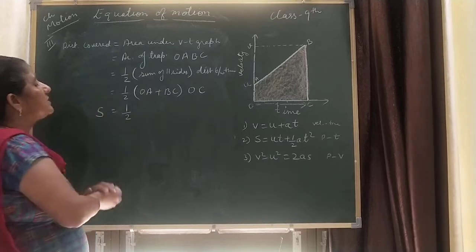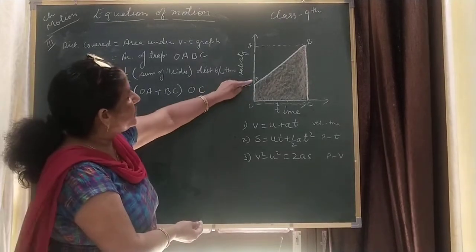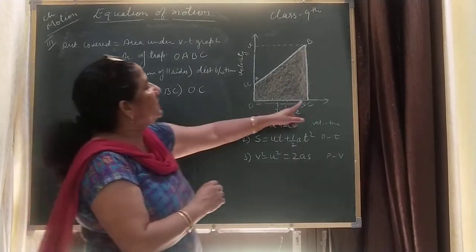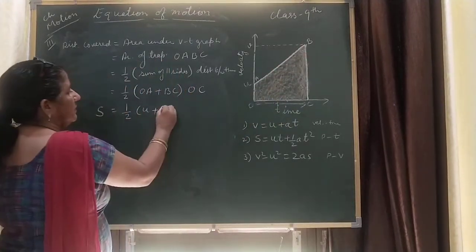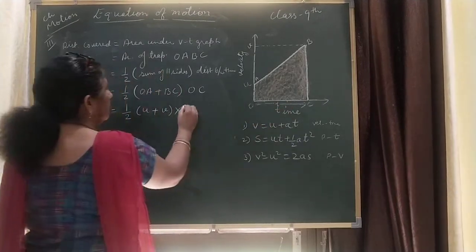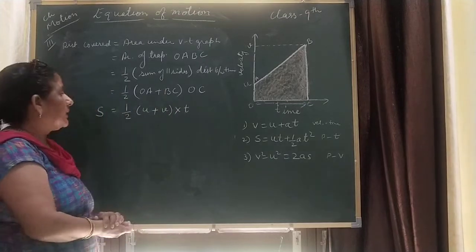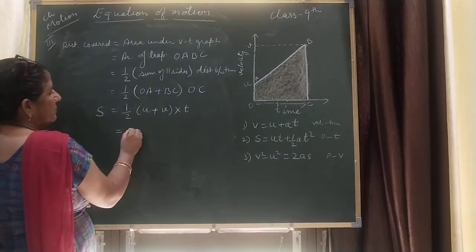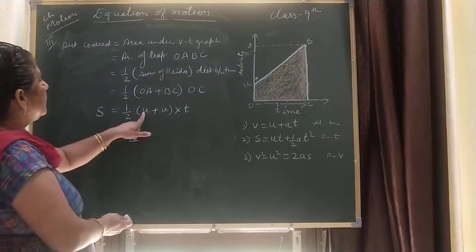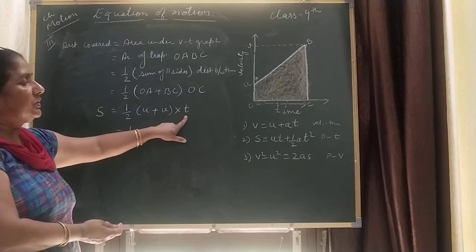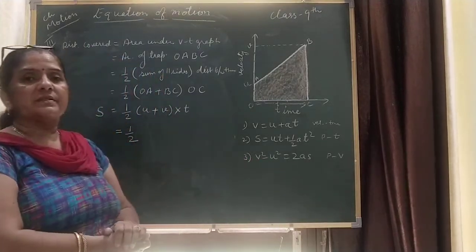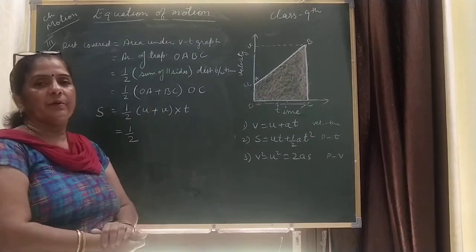This is equal to 1 by 2, again distance S. Beta, this distance OA is equal to U, plus BC equal to V, into OC, which is equal to T. Now this is equal to 1 by 2, U plus V into T. In this equation, look here, there is no T in the final result, meaning we have to remove T from here.